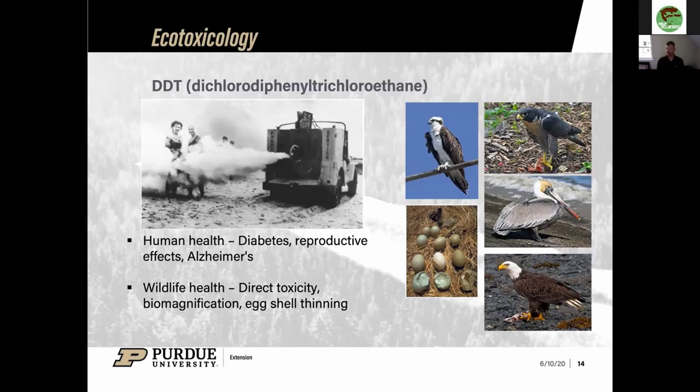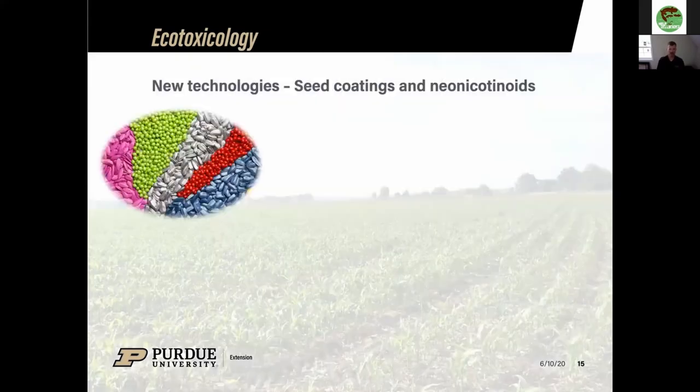Okay, so that's an example of an older pesticide. Again, this biomagnification issue. Now let's fast forward to more present day technologies. And importantly, the chemical companies are coming up with various ways to get around things like evolved tolerance to chemicals and new ways of applying pesticides. And one that I'll focus on right now are seed coatings.